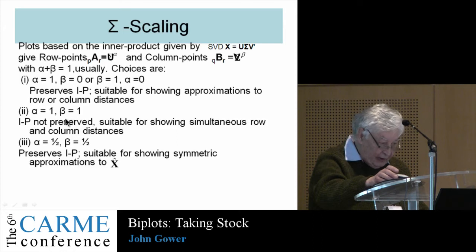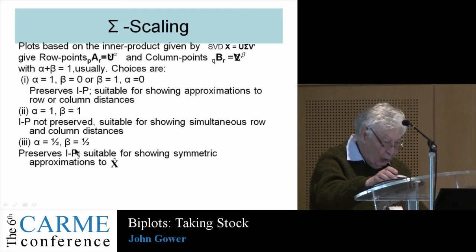For correspondence analysis, and in France, alpha is 1 and beta is 1 is often used, frequently used. And that is okay. It doesn't preserve the inner product, but it does give you the row and column chi-squared distances. If that's what you want, fine. I like this symmetric one.